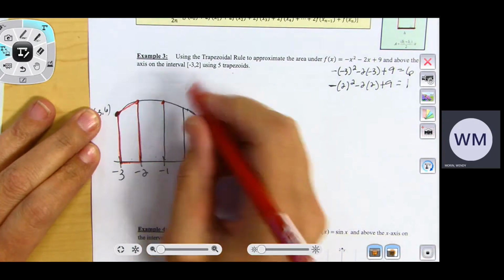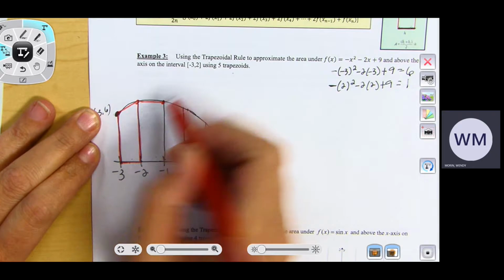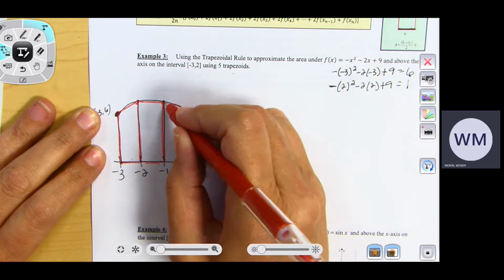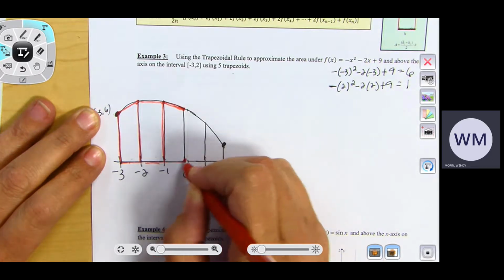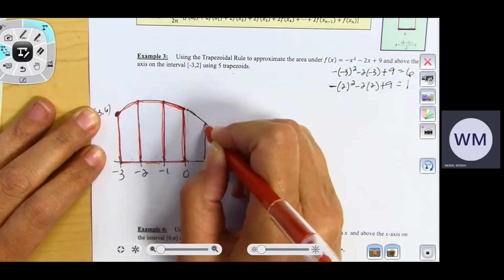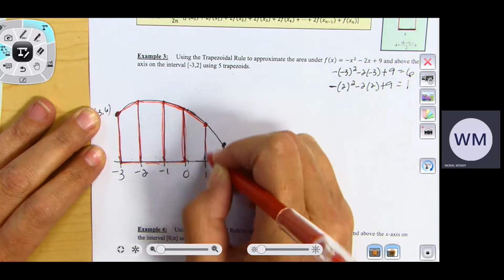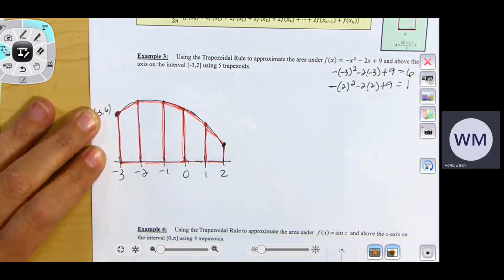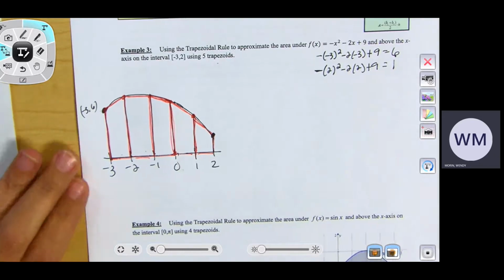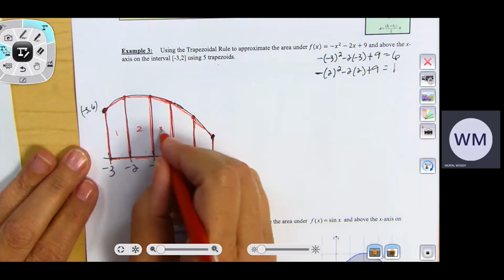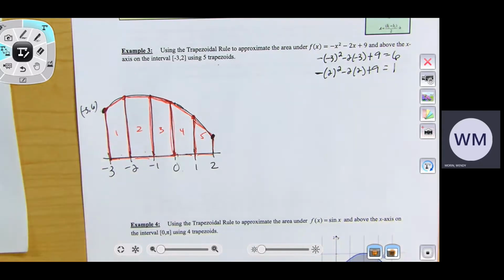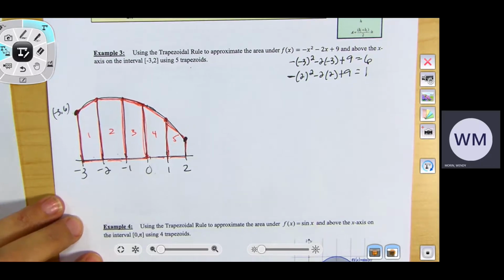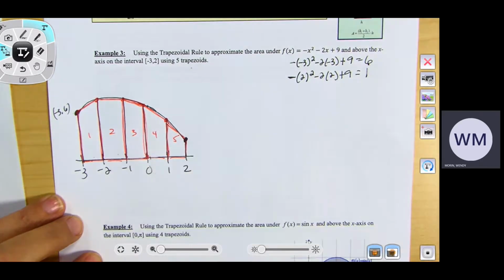So the next trapezoid goes from y value to y value. And here's your second one. Same thing. Here's your third. 4th, and 5th. 5 trapezoids. So I'm just going to call this 1, 2, 3, 4, 5 for right now. So I'm going to do it the long way. Okay? I'm going to find the area of each one of those trapezoids.